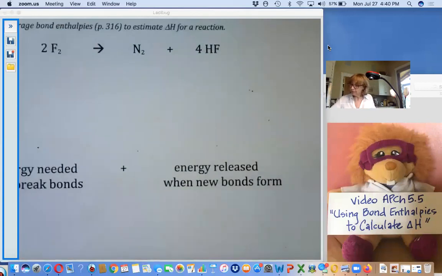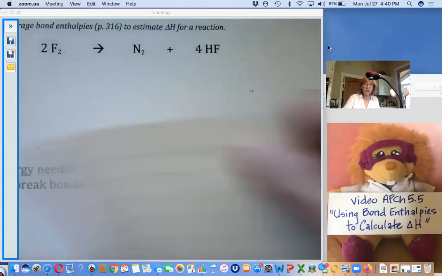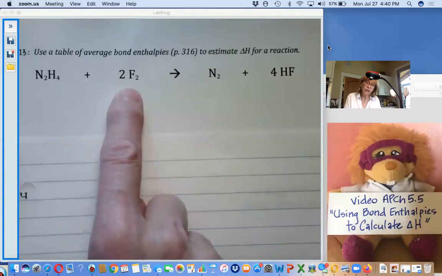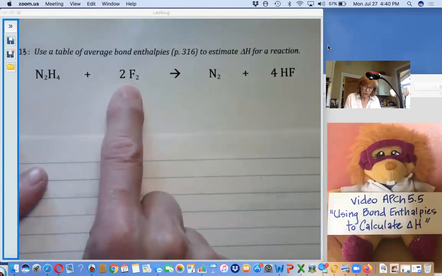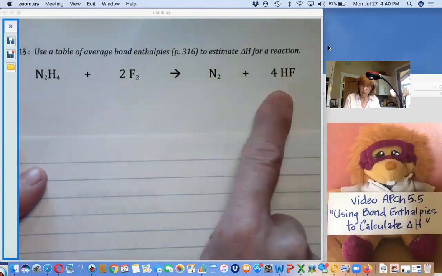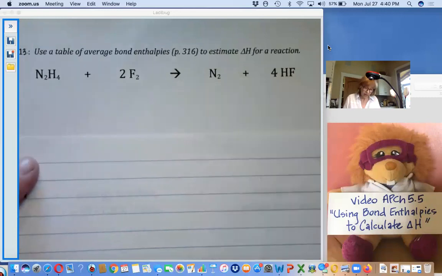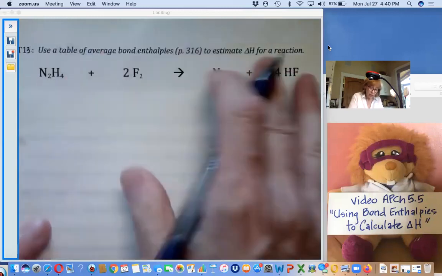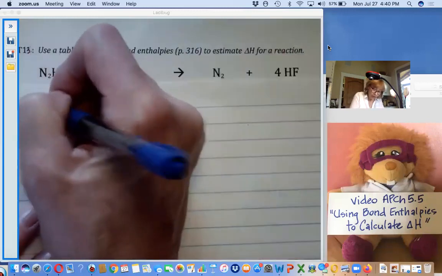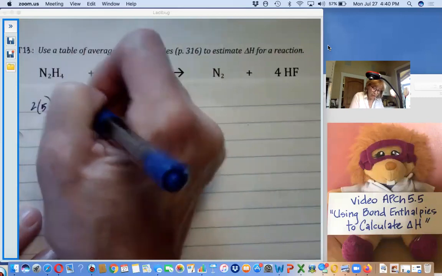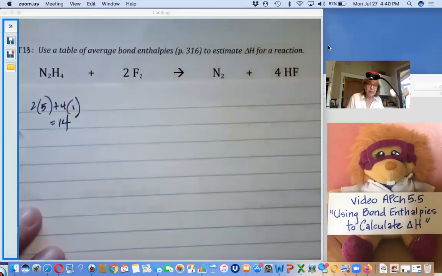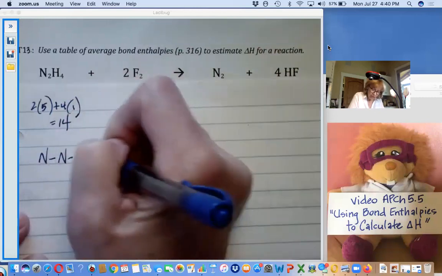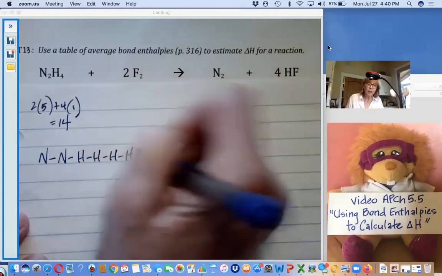So we have the reaction N2H4 plus 2 F2s to yield N2 plus 4 HF. My first step is to draw the Lewis structures. N2H4 is going to be 2 times 5 plus 4 times 1, a total of 14. Now, you might just start stringing your atoms together like that.